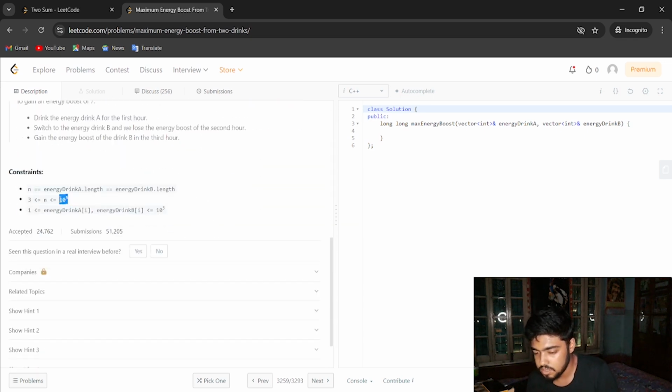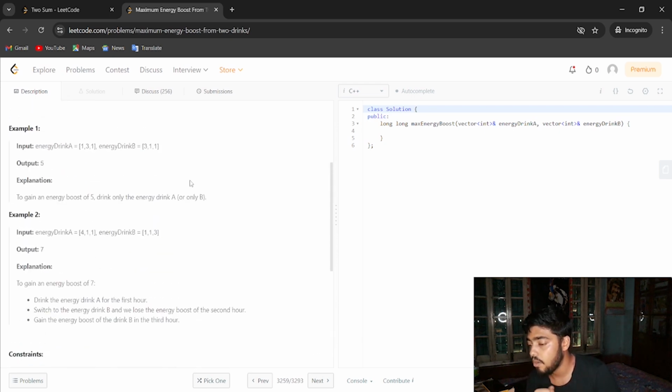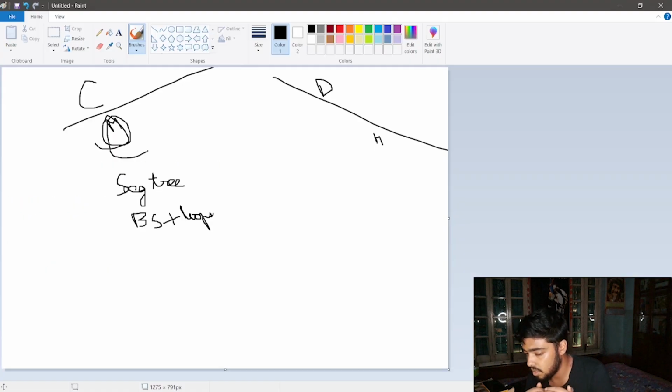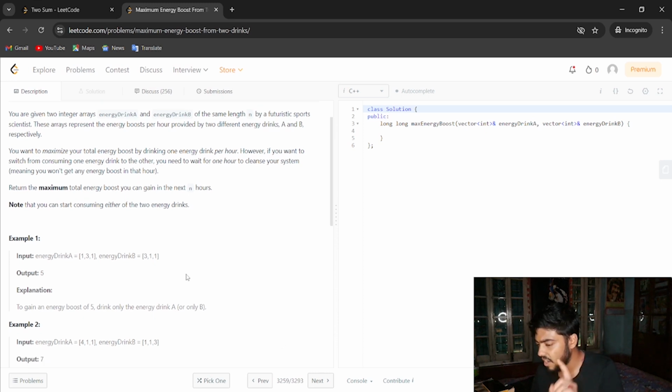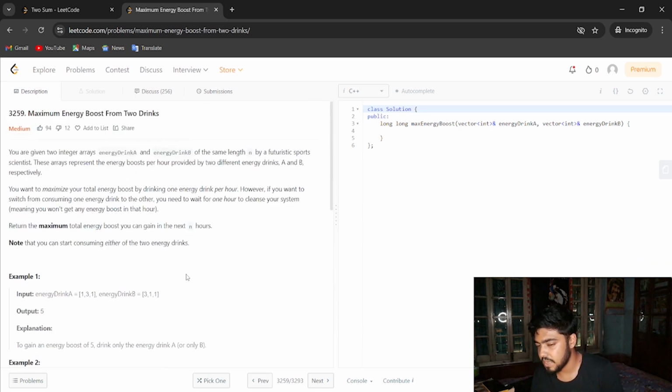Now, if you look at the constraint, it is 10 to the power 5. As I told you, the most famous constraint is 10 to the power 5. Now, 10 to the 5 tells us that we can use big O n log n, or big O n, whatever it is. Now, over here, you just need DP. So that is also 1D DP, one dimensional DP. That is big O n. That is more than enough.